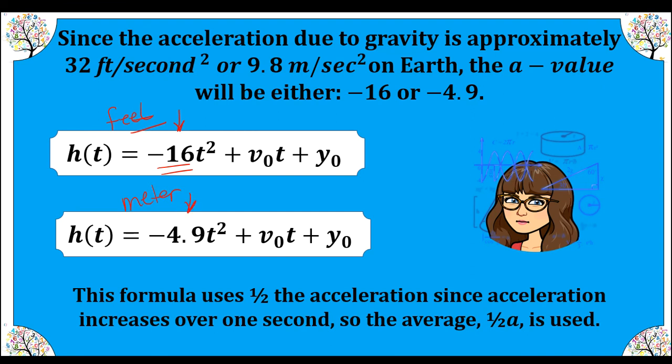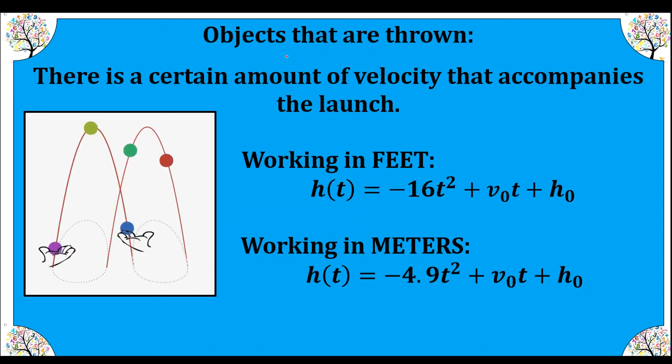So let's take a closer look, and you can jot these down. In your notebook, you need to write objects that are thrown. There is a certain velocity, like we've talked about, that accompanies the launch. When you're working in feet, here is your equation. Objects that are thrown when working in meters, here is your equation. Again, have these available when you're trying to write your equations for word problems.